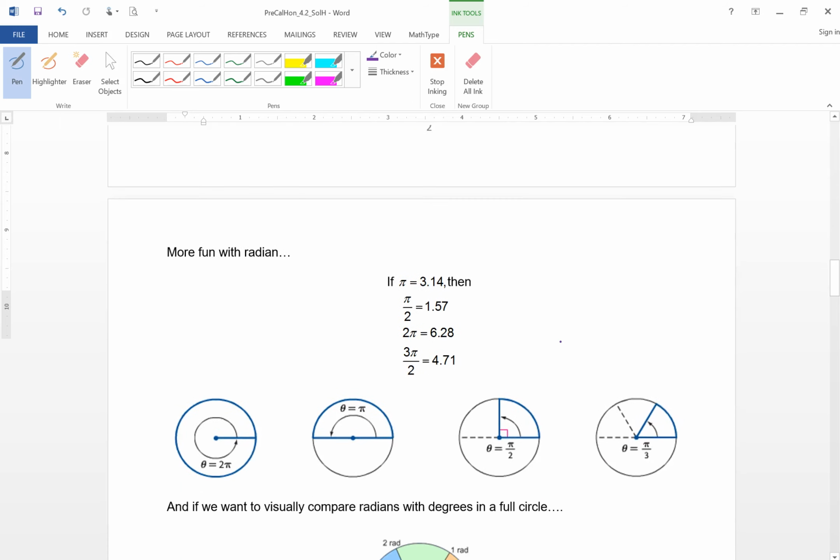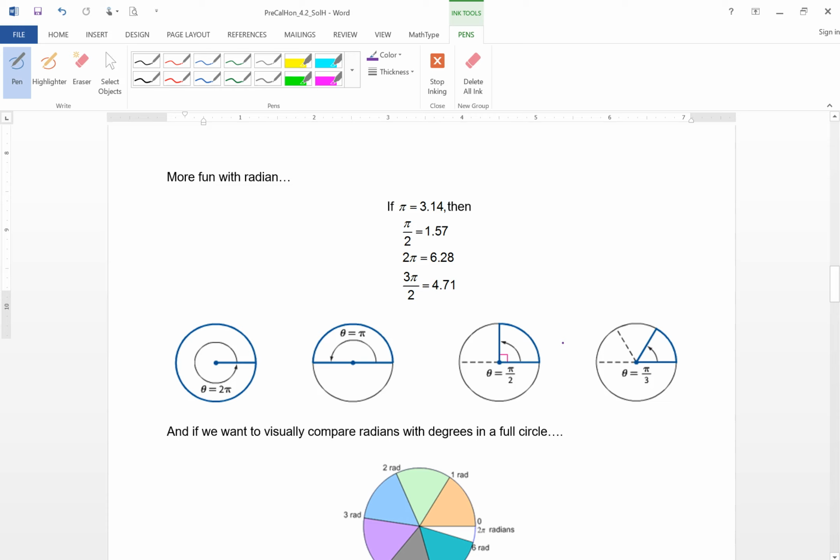More fun with radians. So we know that pi is 3.14. That means pi over 2 is 1.57. And how do we know that pi is 3.14? Because pi, as the Greeks figured out, is 22 over 7, the circumference divided by the diameter. The Greeks took every single circle in the world and divided the circumference by the diameter, because there wasn't much to do then other than making sundials. Every single time they would get 22 over 7. So that 22 over 7 became known as pi. 22 over 7 is 3.14. So 2 pi is 6.28.